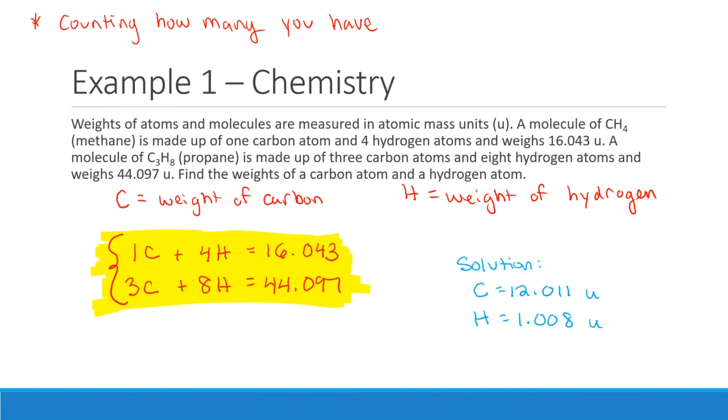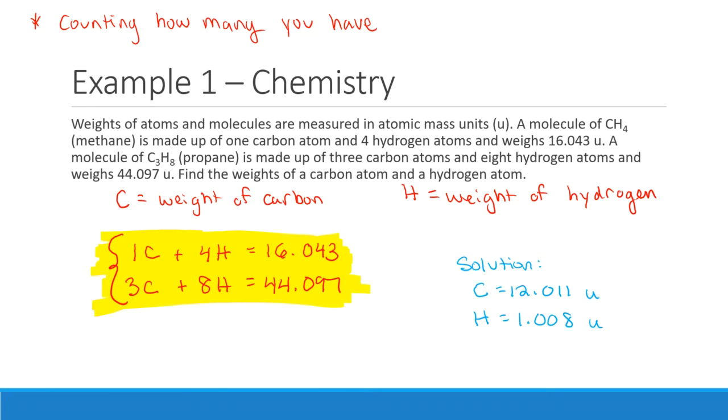I would solve this system with elimination because all I would need to do is multiply the first equation by either a -3 to get rid of C or a -2 to get rid of H, and then that will make it pretty easy to solve. But you can also use substitution if you just solve that first equation for C and plug it into the second. So this system is fairly easy to solve either way. It's just a matter of personal preference there.